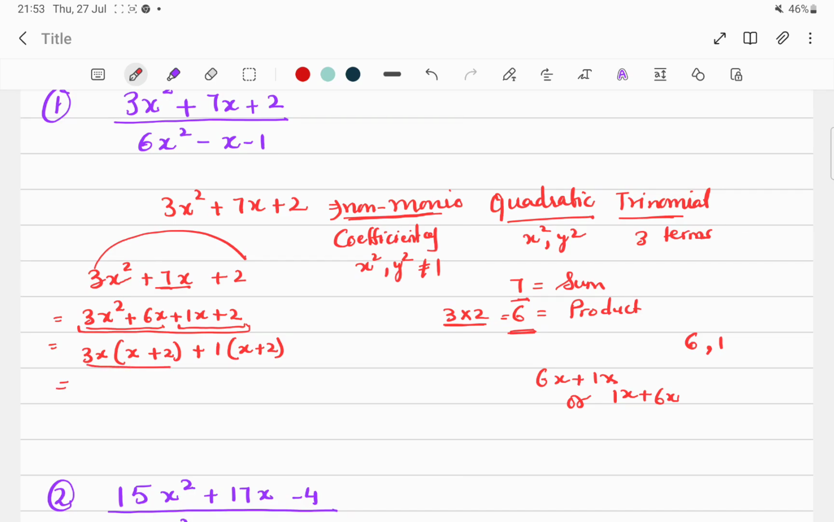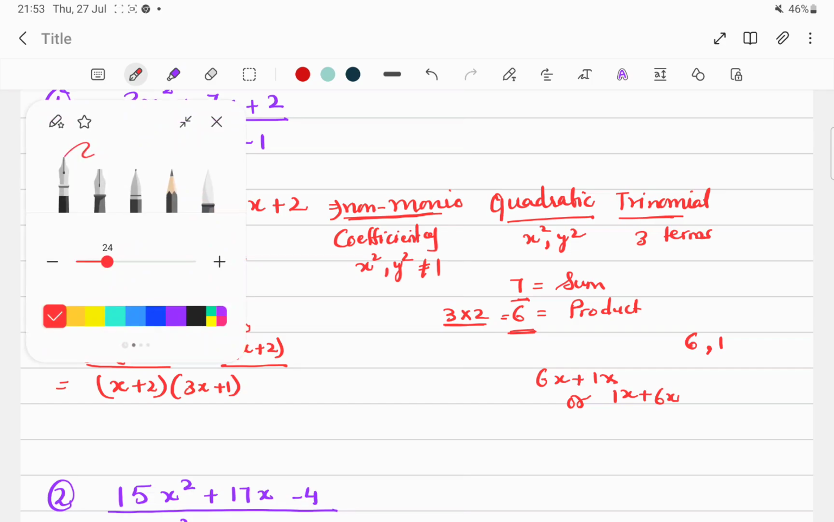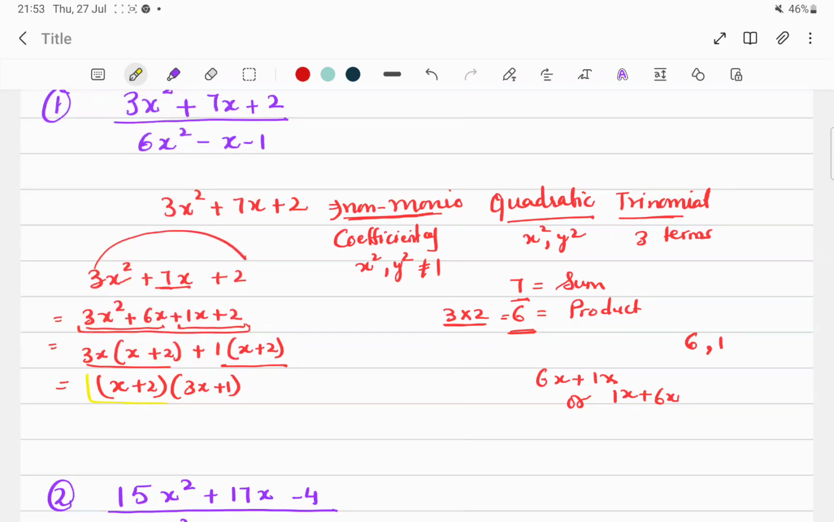So now x plus 2 is present in both the terms, we will take it common, and then in the second part it is 3x plus 1. So this is the factored form of the numerator. So instead of writing it this way, now I will be writing it as 3x plus 1 and x plus 2.